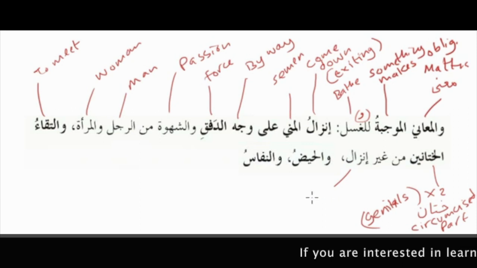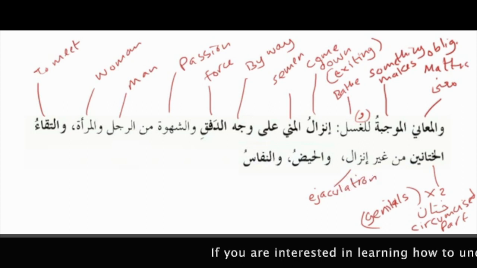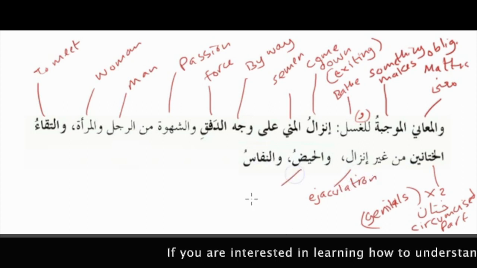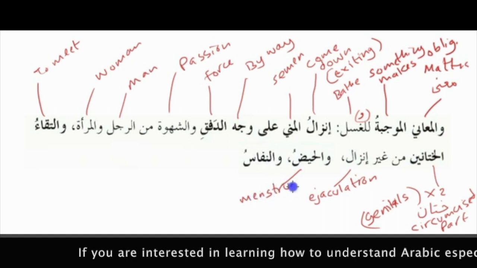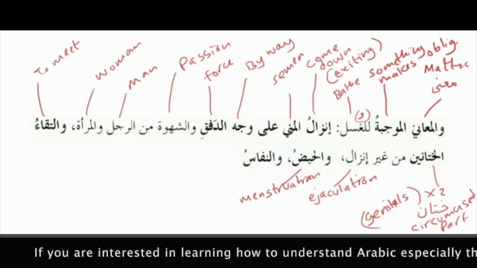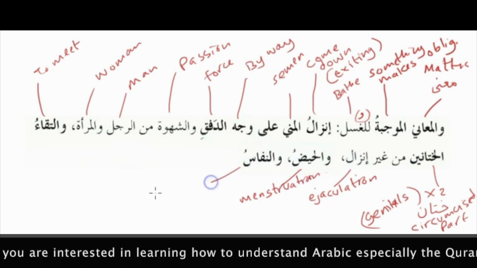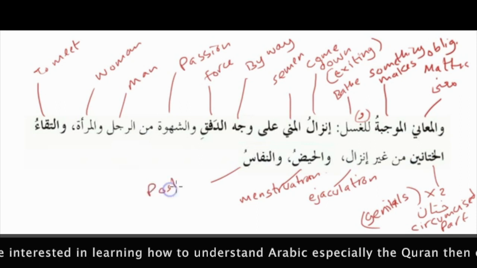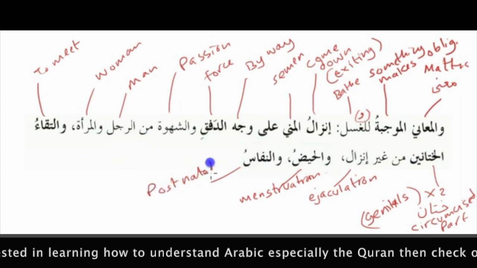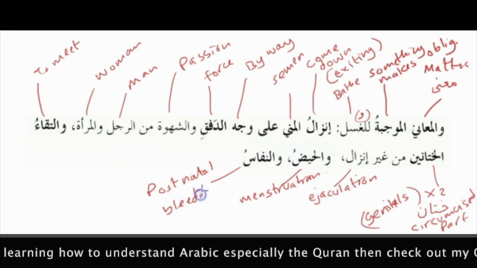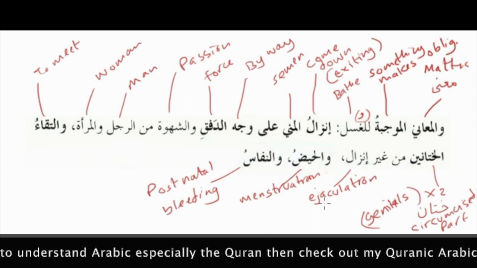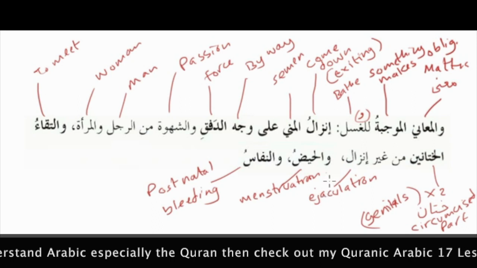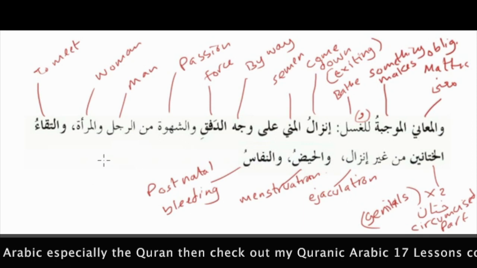It refers to ejaculation. Wal hayd, it's menstruation. And finally, nifas means postnatal bleeding. This is the bleeding that occurs after a child is born. So this is basically the meaning, the explanation of the words themselves. Inshallah, now we'll look at the grammar.